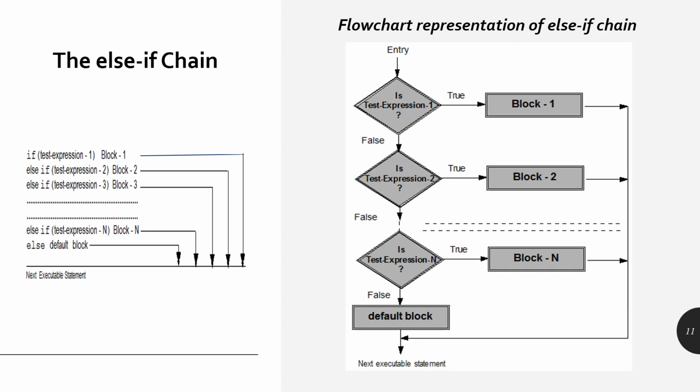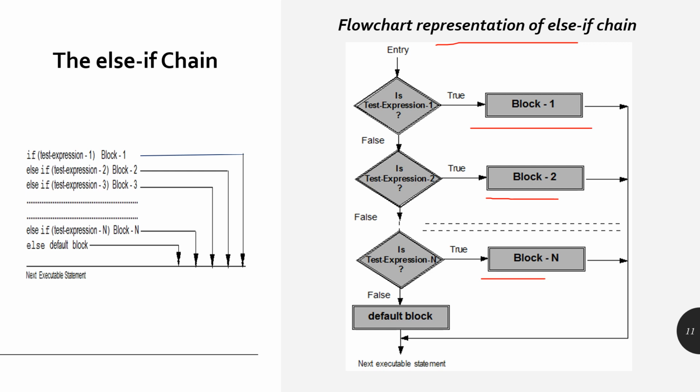Now we are going to discuss the Elsif chain. This is the flowchart representation of the Elsif chain. If the first condition is true, the first block will be executed. Else if the next condition is true, the next block is executed. If this is false, it will again check the next condition. If that condition is true, its block runs, else the default block, like that. That will keep on going like this. This is the Elsif chain.